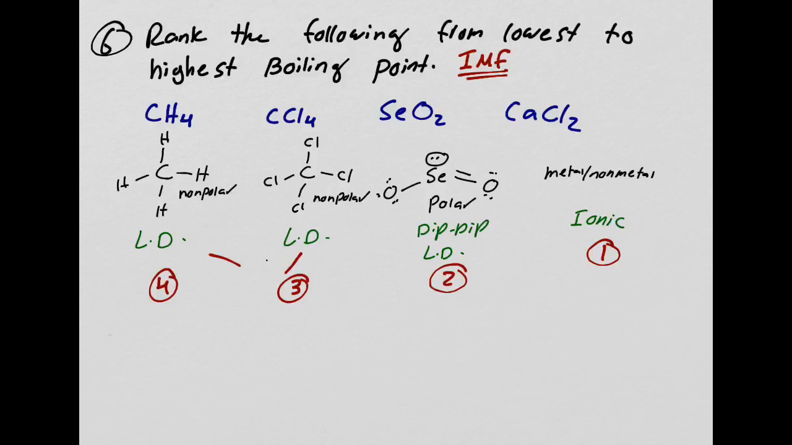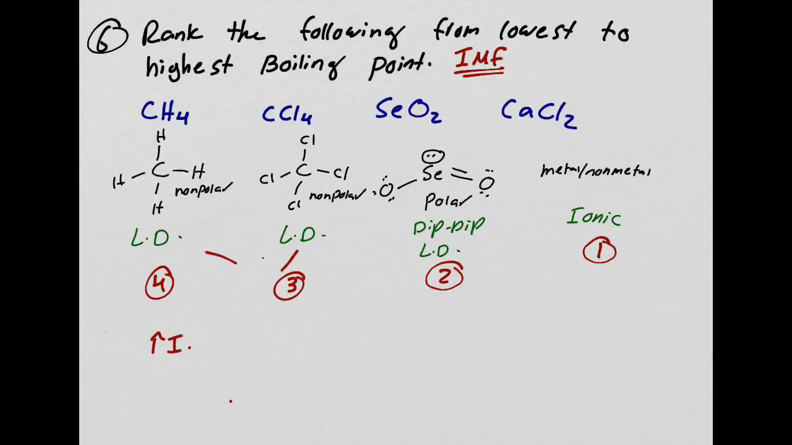Now, here's my IMF ranking. If the IMF goes up, I would have a higher boiling point. Here's why. Higher intermolecular forces mean you're holding on together really tightly. If you're holding on together really tightly, it's going to be harder to heat it up, so it's going to have a higher boiling point to break those intermolecular forces and go to the gas phase.